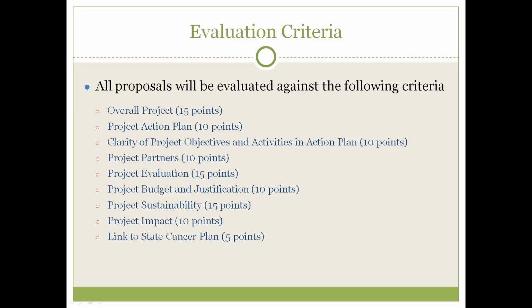So evaluation criteria, these are how your proposals will be scored. They will be evaluated against the following criteria. The overall project is 15 points. Project action plan is worth 10 points. Clarity of project objectives and activities in the action plan is 10 points. Project partners is 10 points. Project evaluation is worth 15 points. Project budget and justification is 10 points. Project sustainability, 15 points. Project impact, 10 points. And link to the state cancer plan is 5 points.